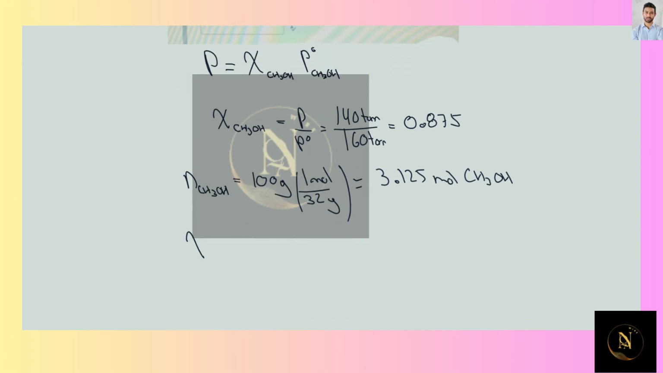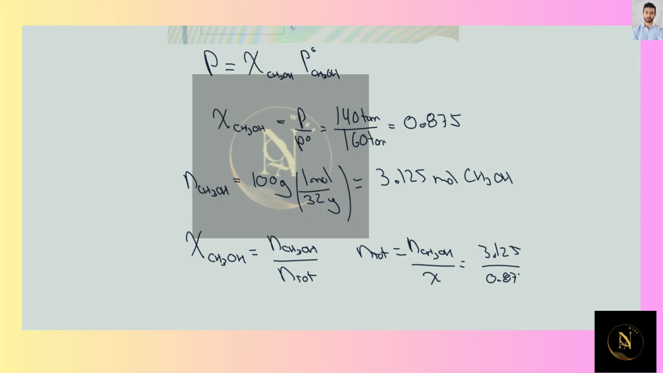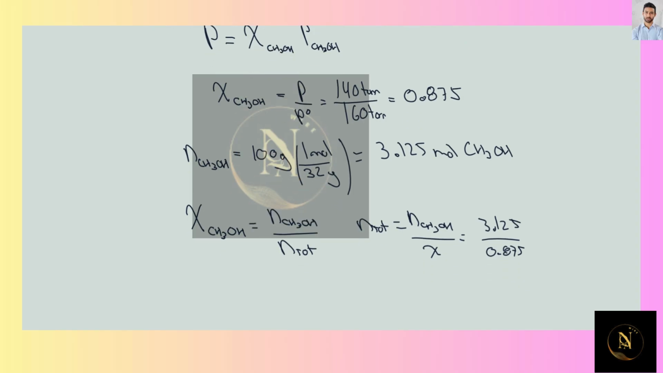The mole fraction is going to be equal to the amount of moles of methanol divided by the total amount of moles. Thus, the total amount of moles would be equal to the amount of moles of methanol divided by the mole fraction. Thus, 3.125 divided by 0.875, which gives us a total amount of 3.57143 moles.